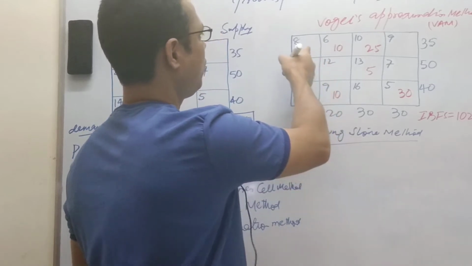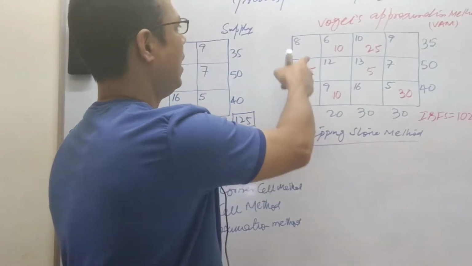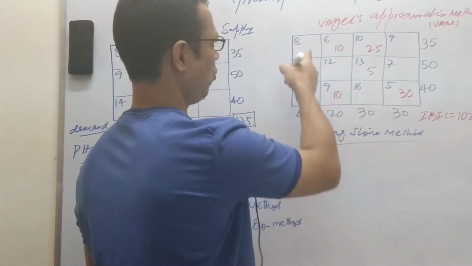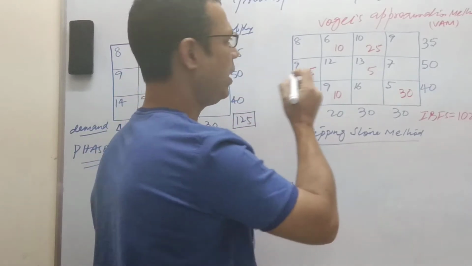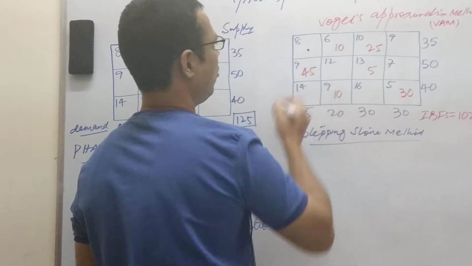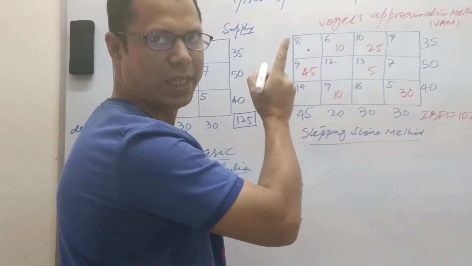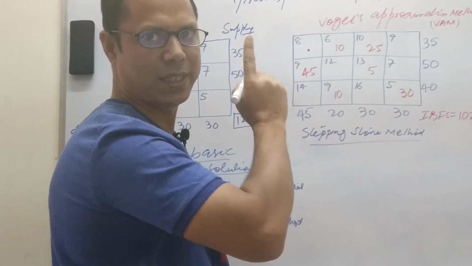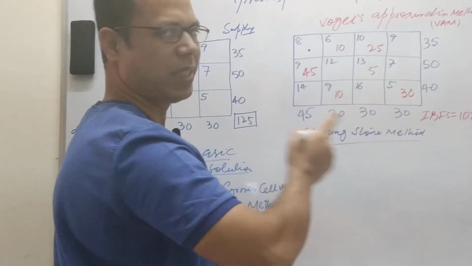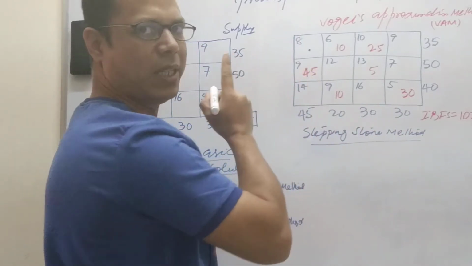So we will check whether any unallocated cell is going to give some result, whether we can reduce the cost of transportation. So what is the procedure to check? That is very simple. We just need to put a dot in the unallocated cell, and try to move from allocated cells either vertically or horizontally. Just remember, we cannot move diagonally or in a slanting way. We have to move either vertically or horizontally through allocated cells.